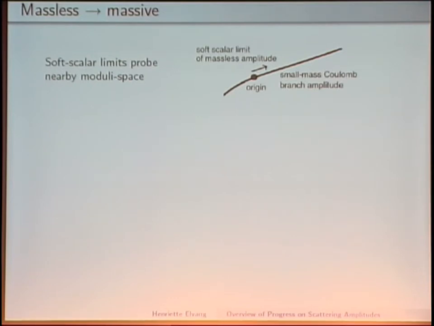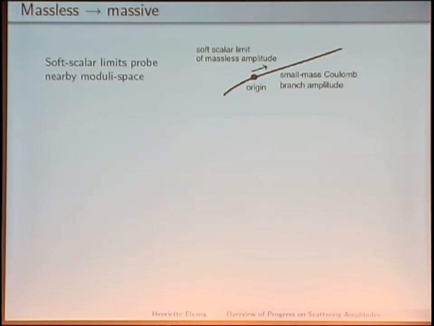Now, think about the following. Suppose you're at the origin of moduli space and you look at some amplitude with some external scalars. If you take a soft scalar limit, you're going to probe the moduli space nearby. And so you might hope to learn something about the small-mass Coulomb branch amplitudes. Now, these soft scalar limits are the same ones that Niklas talked about yesterday, the same ones that we used to study E7(7) in the N=8 theory. Of course, there the soft limits had to vanish. They don't here because the Coulomb branch encodes different physics from the one at the origin.